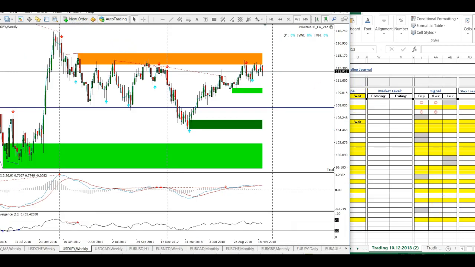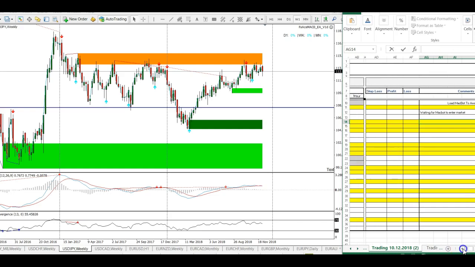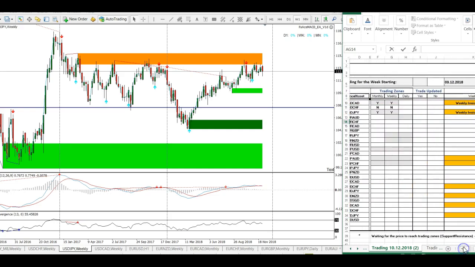Okay, so we'll just fill that in. Very simple. The comment: waiting for MACBOT to enter market. So automate it. All we simply do is do the analysis properly. It takes very little time indeed. We'll move on to the next asset.